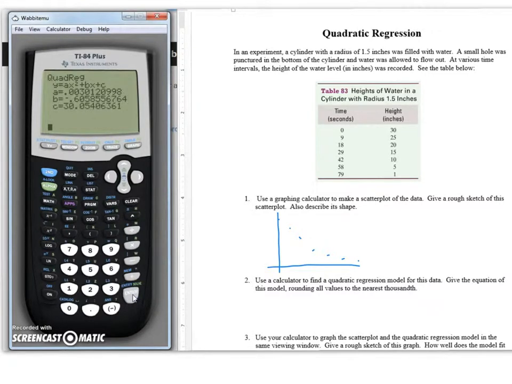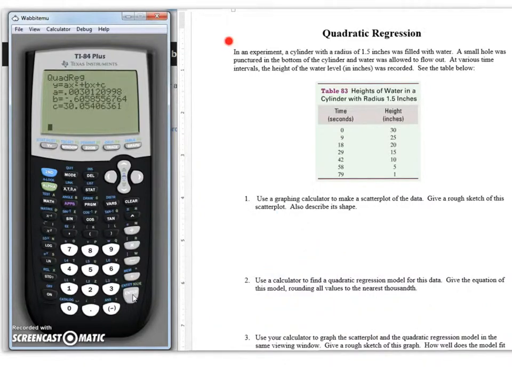So the equation that we want to write is y equals, and then it would be ax squared, so 0.003 x squared, and then plus bx. So b is negative, so it would actually be minus 0.606 x, and then plus c, so plus 30.054. So that's a quadratic function. That should be a parabola when graphed.